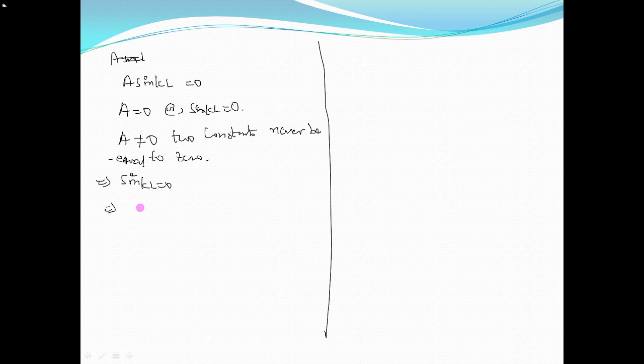So this implies, for what value of kL will sin be 0? Sin 0 is 0, sin pi is 0, sin 2 pi is 0, sin 3 pi is 0. Then I can write kL is equal to n pi. So this implies k is equal to n pi by L. This is an equation.